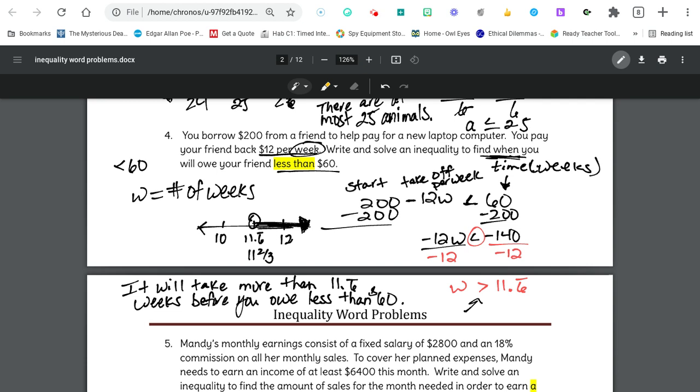Okay, but I'm gonna show you something, guys. You're paying them back by the week. You're not paying them in a part of the week. It says you're paying them back $12 per week. So the reason I asked you to write this sentence is because most of you are gonna stick with this, which is nothing wrong with that, but you're not paying them in the middle of the week. You're paying them week by week. So what week is more than 11 and 6 cents week?